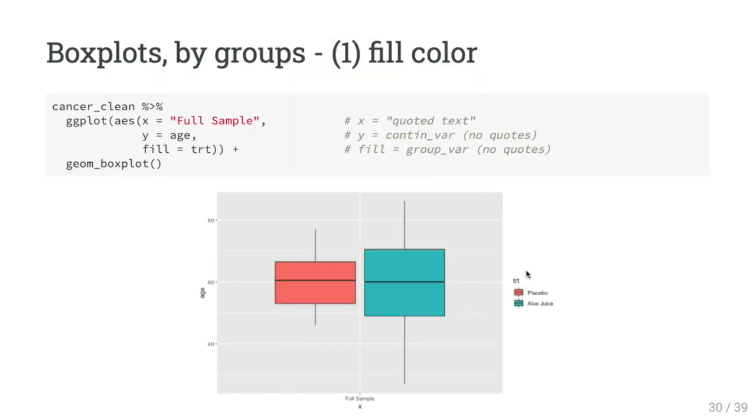We can group it using the fill argument in AES, so we can fill by treatment. What that's going to do is create a box plot for each of the levels of whatever you told it to fill by. So we can see the age differences across these two. So what it looks like is the aloe juice has a larger distribution, a wider distribution than the placebo group in terms of age. So the variance in SD and range and IQR would be bigger for this group than this one.